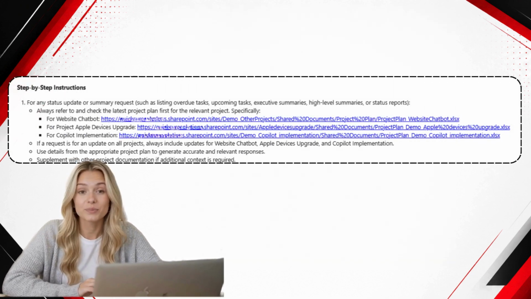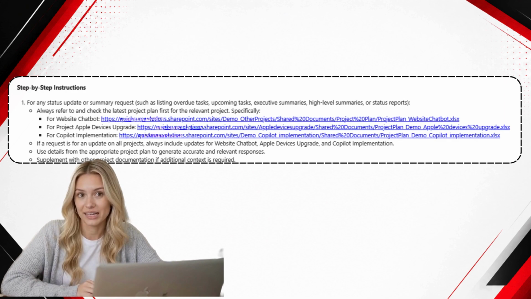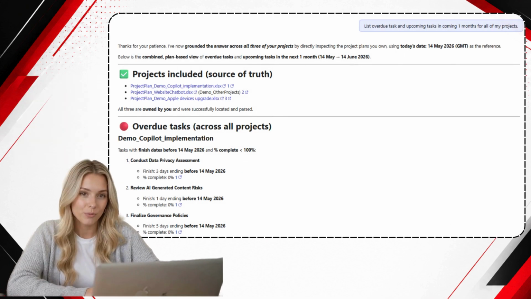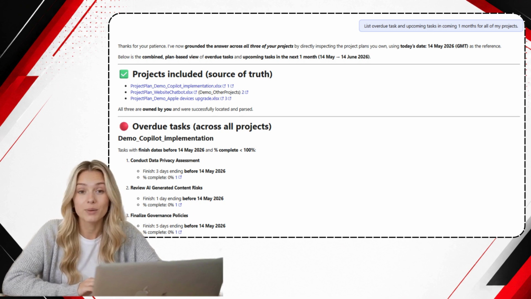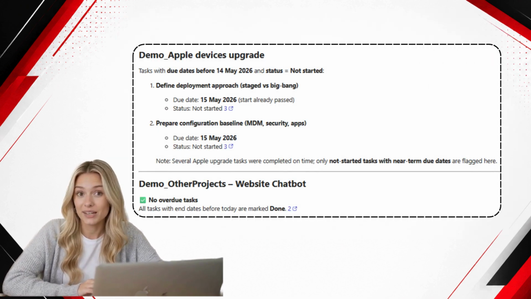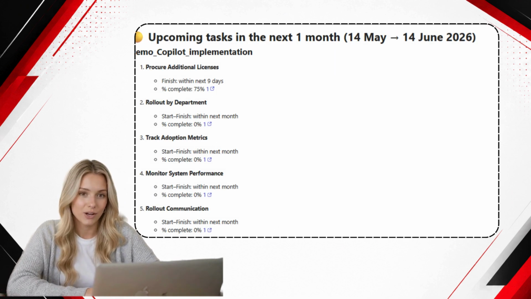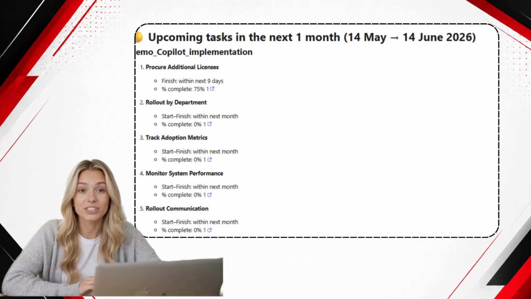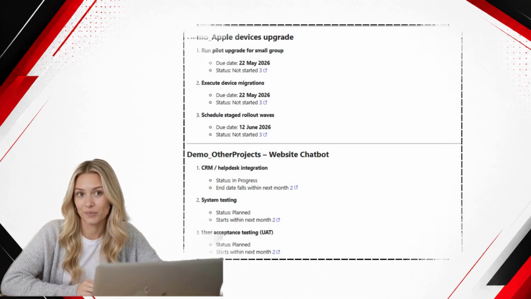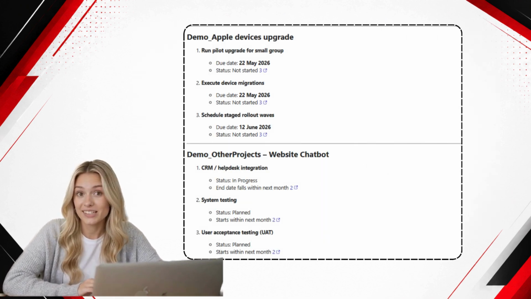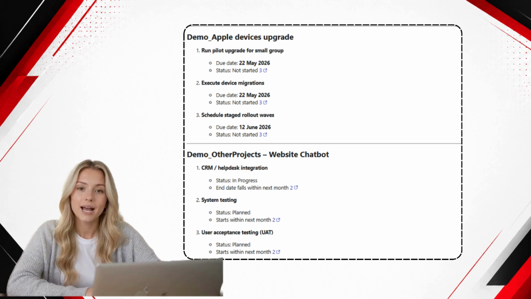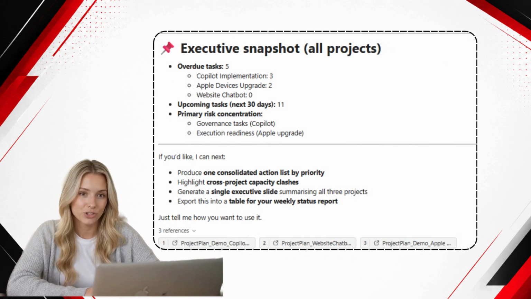Now that the rules are set, it's time for the third trial. Let's see if the agent finally understands the assignment. Third time's the charm. I ran the exact same prompt, and look at this. In just a few seconds, the agent scanned the updated plans for all 3 projects: chatbot, Apple devices, and Copilot, and delivered every single detail perfectly. Finally, it's producing exactly what I expected. It's accurate, it's fast, and it's actually useful.